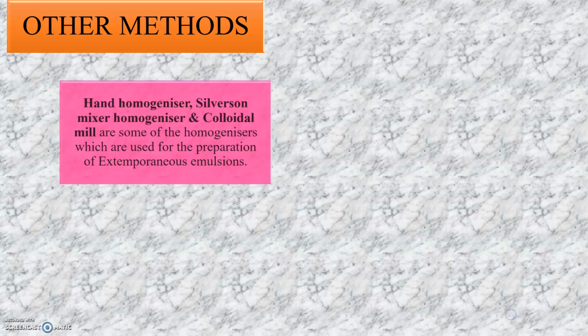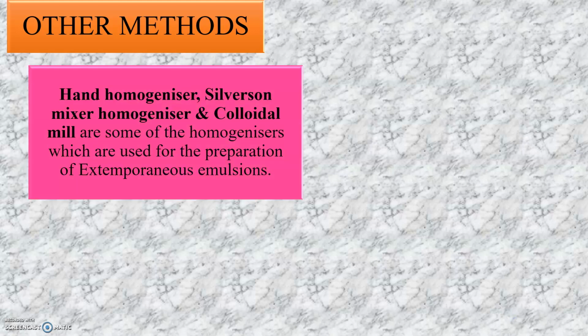Now let us see the last method for the preparation of emulsions, that is other methods. Some other methods are used apart from these three methods, that is dry gum method, wet gum method and bottle method. The hand homogenizer, Silverson mixer homogenizer and colloidal mill are some of the homogenizers which are used for the preparation of extemporaneous emulsions.